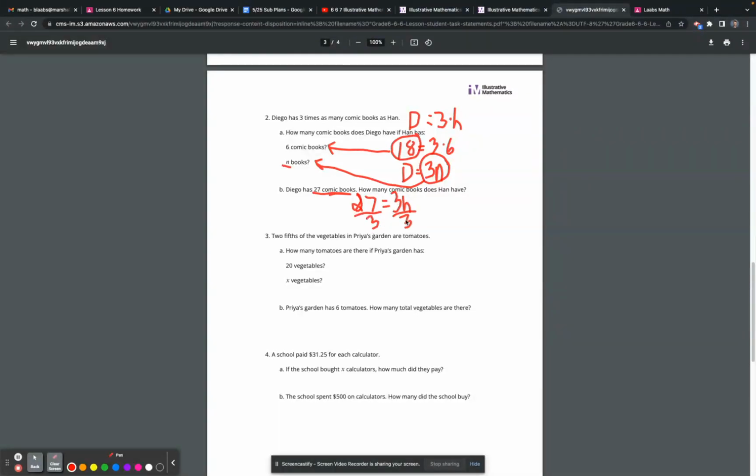When I divide that by 3, I'm left with h on the left side. And 27 over 3 is the same thing as 27 divided by 3, which is 9. So Han would have 9 if Diego had 27. Again, these situations, they're constantly changing on us the different amounts, which I think contributed to some of the confusion.